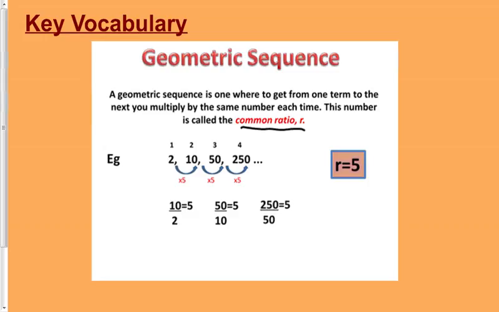When we did arithmetic sequences, it was adding the same number each time. This is different, it's multiplying. That's because we're in the exponential chapter, so it has to do with multiplication. And to find that common ratio, you just take like 250 and divide it by 50 and you get 5. So you take one number and divide it by the previous term.